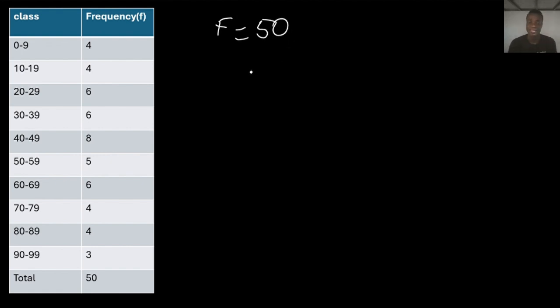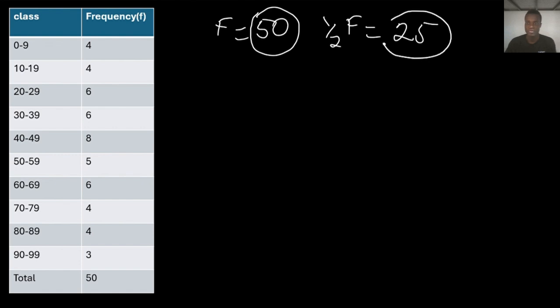But then we are looking for the median item. With the other data set, what we did with the frequency was look for the half item, right? So what we'll do this time is still work with the frequency, because we are still looking for the median value via the frequency. If you find half of the frequency, we are going to have 25, right? So we are going to look for the 25th item. So you don't count from the class, but you count from the frequency.